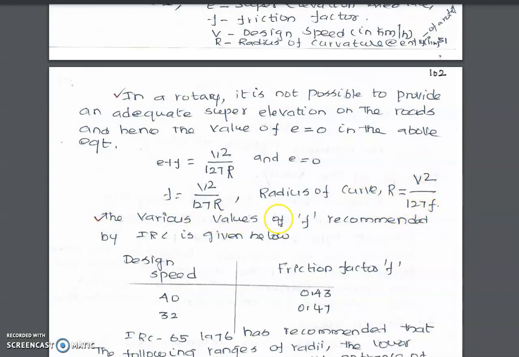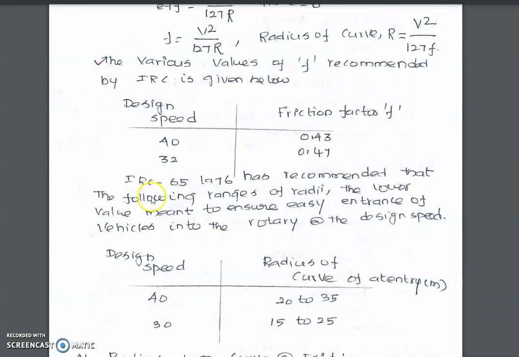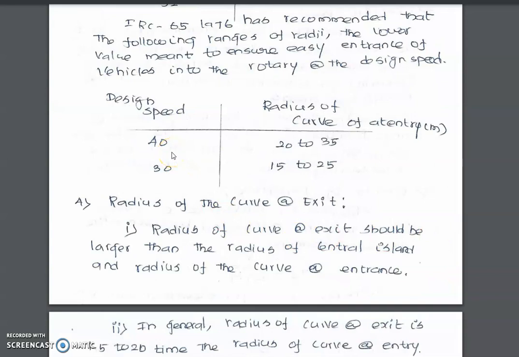The values of friction recommended by IRC: if the design speed is 40, the friction factor is 0.43, whereas if the design speed is 32, the friction factor is 0.47. So IRC 1976, this design code book, has recommended the following range of radii, where the lower value is meant to ensure easy entrance of vehicles into the rotary at the design speed. If the design speed is 40, the radius of curvature is 20 to 25 to 35, whereas if the design speed is 30, the radius of curvature is 15 to 25.